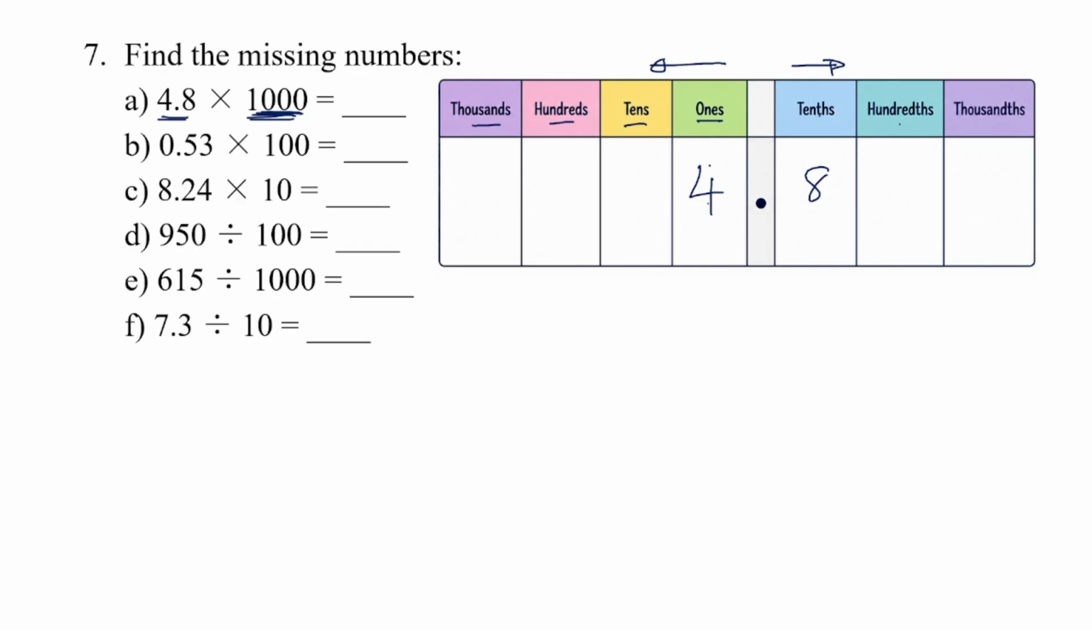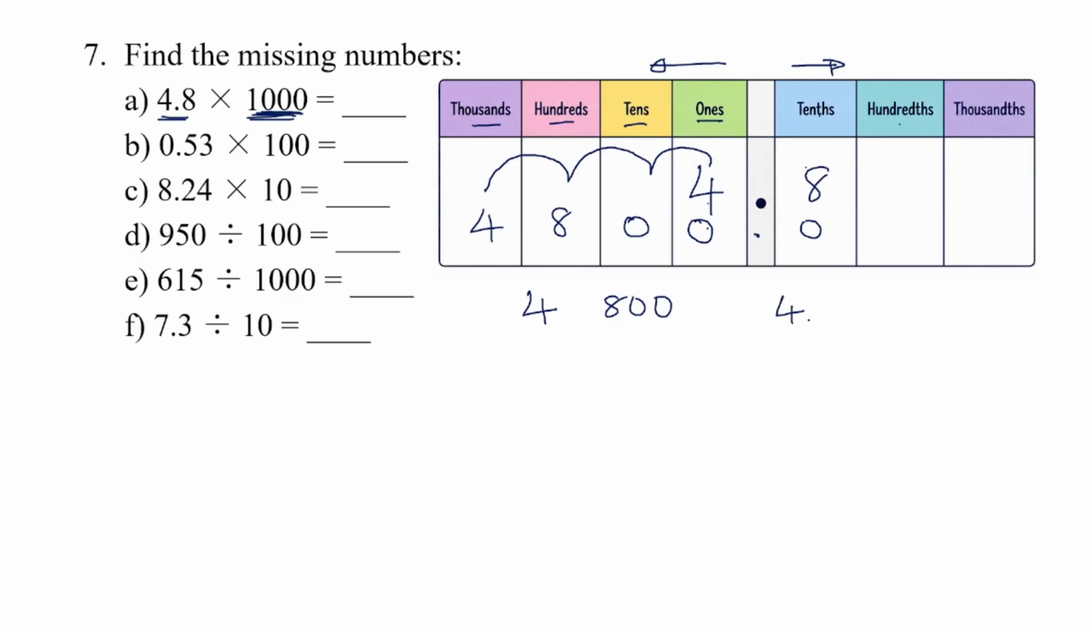So it's going to be 1, 2, 3. So now the 4 is here, and then the 8 also has moved 3 places now here. And then where there's nothing, you put your zeros. It's going to be 0 and then 0.0 like that. So it means our number is 4,800.